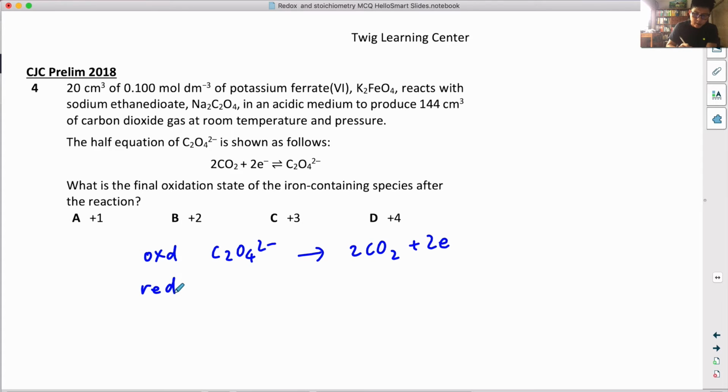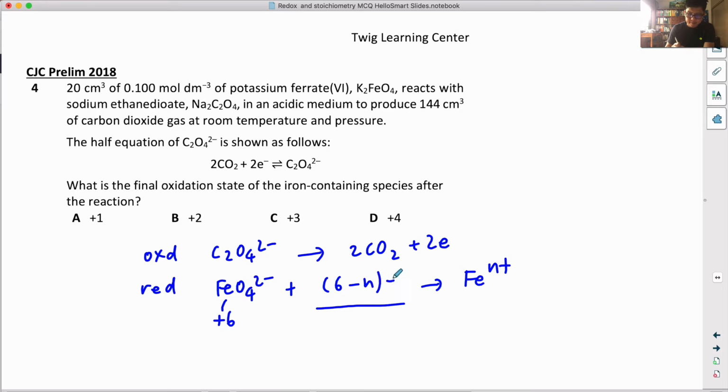So what is undergoing reduction? FeO4 2 minus undergoes reduction to form Fe N plus. I don't know what this N plus is, but because it's being reduced and the oxidation state for iron here is plus 6, I should write 6 minus N electrons. It's almost like telling you Fe 6 plus, just to give you an idea.